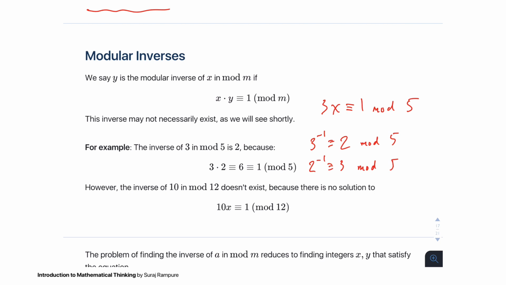And so we saw in the real numbers, the only number that didn't have an inverse was what? 0, right? Because there's no number you can multiply by 0 to get 1. But here, with modular arithmetic, 10 is definitely not equal to 0. But it also has no inverse. So we have numbers that are not equal to 0 that have no inverse. Okay? So let's take a look at this.